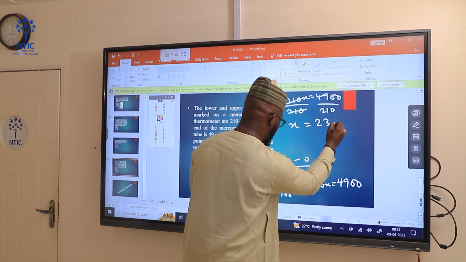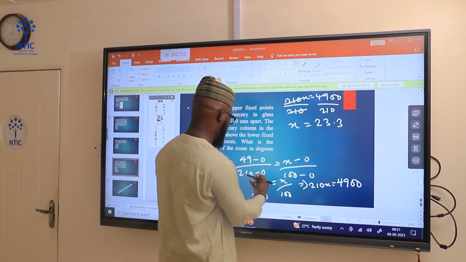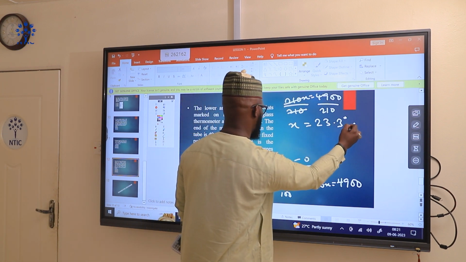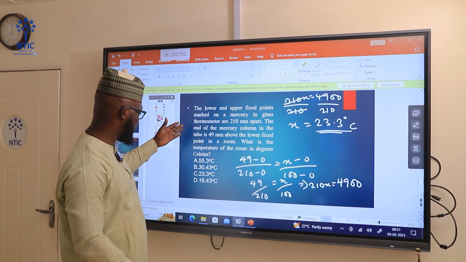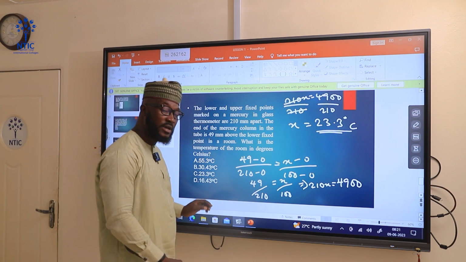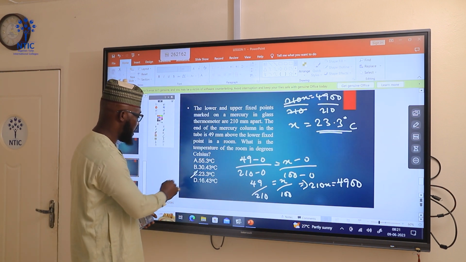This will give us 23.3 degrees Celsius. Let's see, do we have that in the list of options? Yes, we do. Option C is the correct answer.